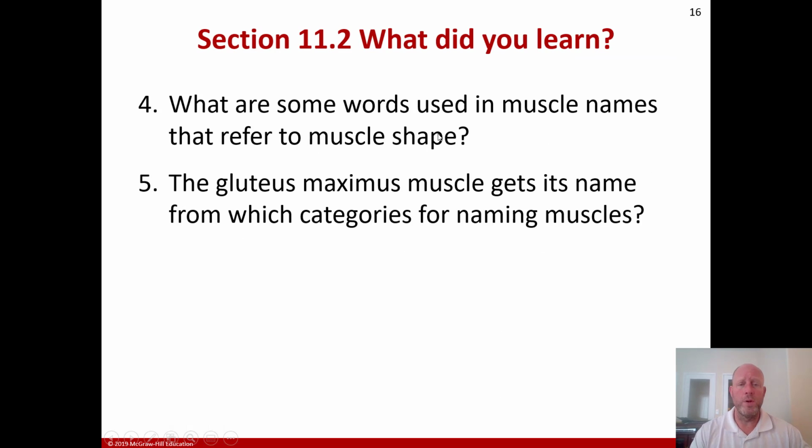So what did you learn? What are some words used in muscle names that refer to muscle shape? The gluteus maximus muscle gets its name from which categories for naming muscles? We'll come back to section 3 here in just a moment.